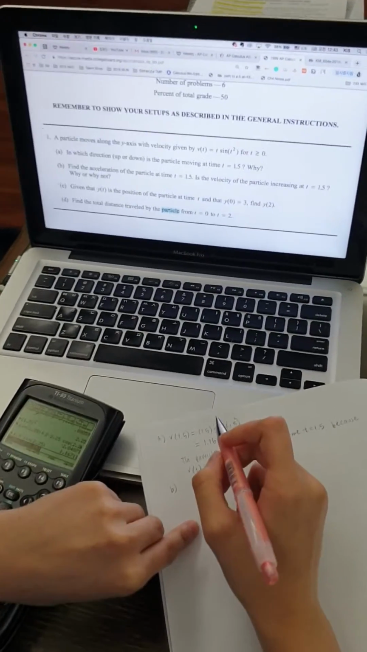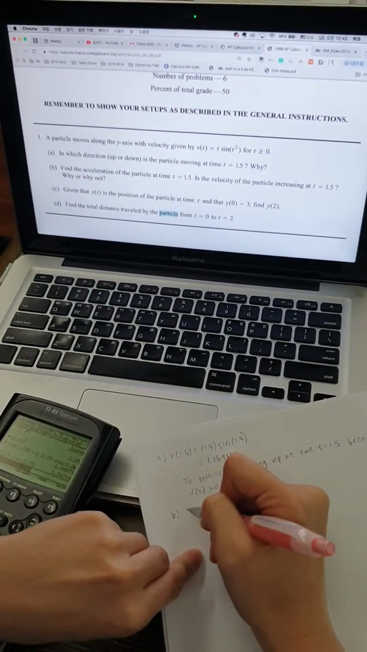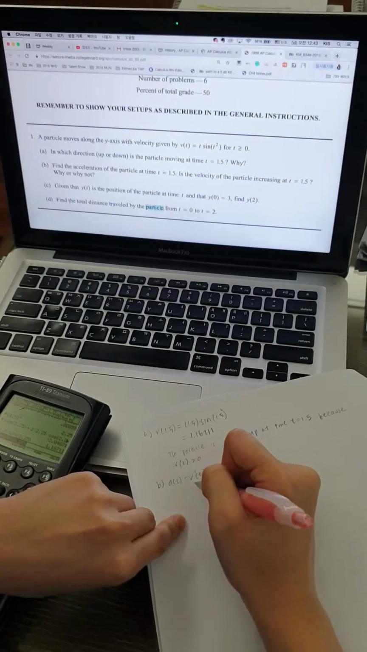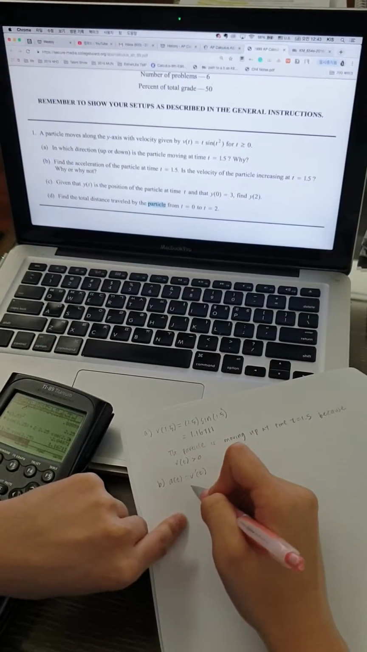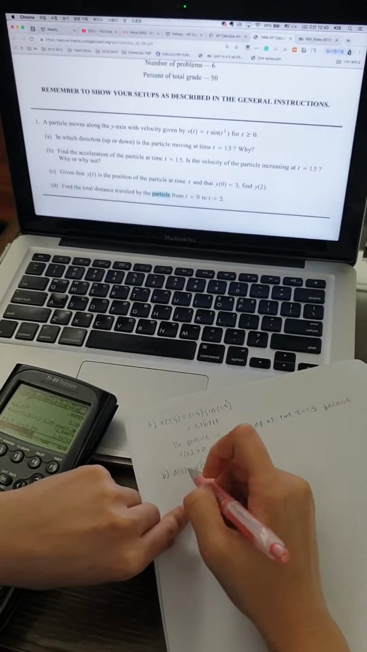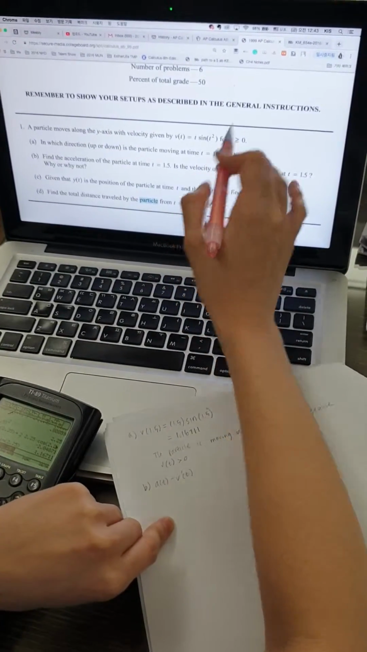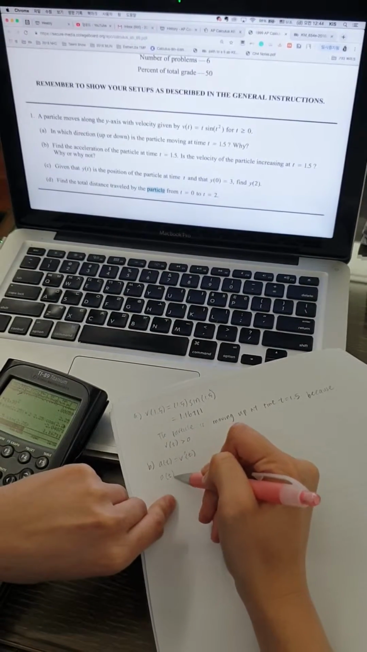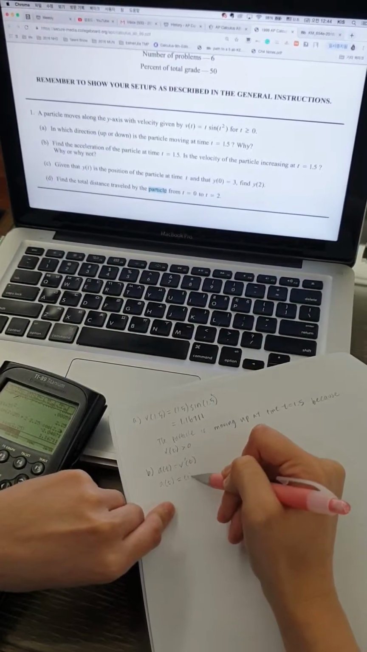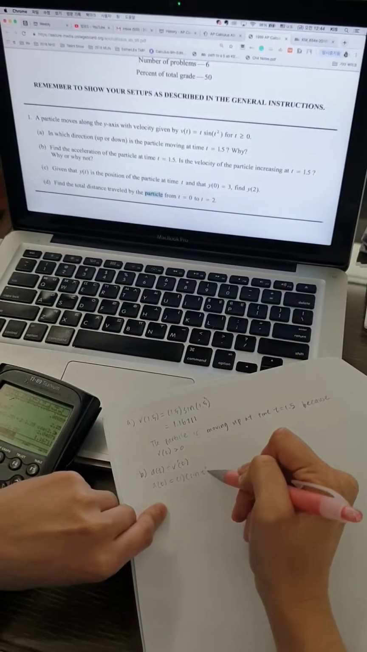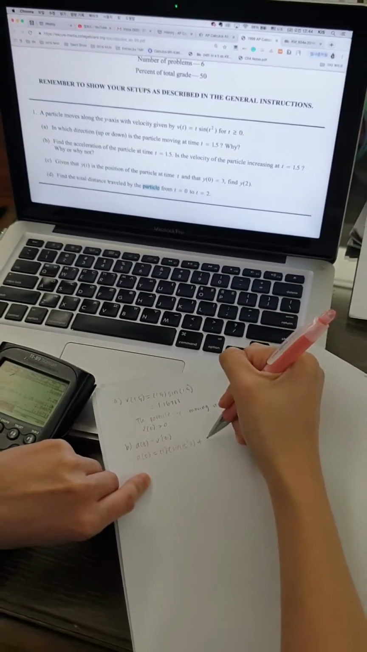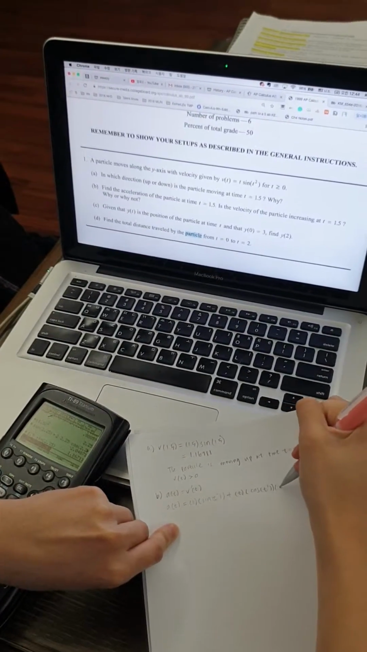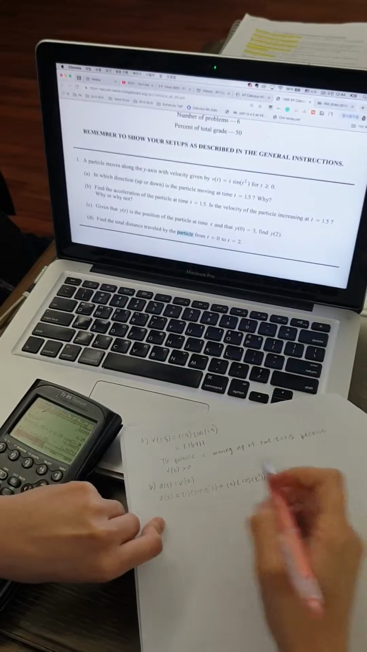Find the acceleration of the particle at time t equals 1.5. A of t is equal to v prime of t, so you have to differentiate v of t, and you see this function, so what you got to do is use the product rule. And so if you do so, a of t becomes 1 times sine t squared plus t times cosine t squared times 2t because of the chain rule.